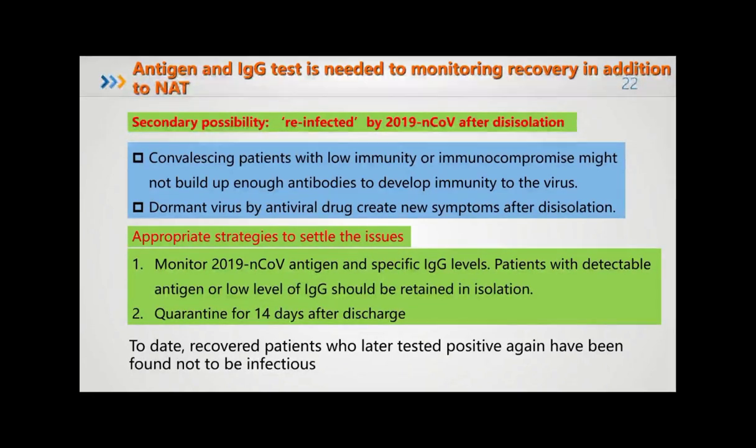There are 2 ways to settle the issue, I think. The first one is to monitor the 2019 novel coronavirus antigen and the specific IgG levels. Patients with detectable antigen or a low level of IgG should be retained in isolation. The second is quarantine for 14 more days after discharge.